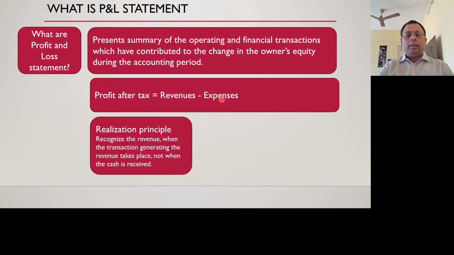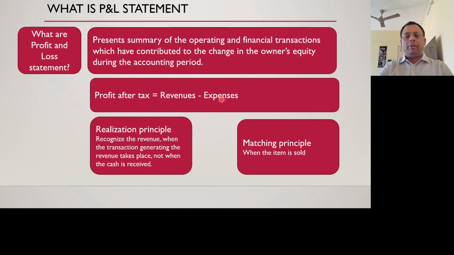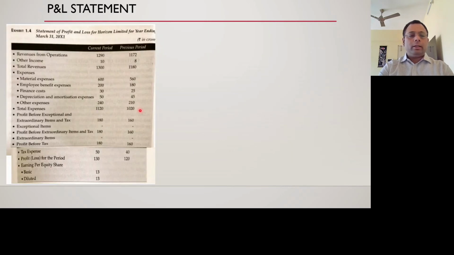Fine. And then there are two principles that we have talked about previously. One is the realization principle, which realizes the revenue when the transaction generating the revenue takes place, not when the cash is received. And the matching principle says that when the item is sold, that is the time we consider it as a transaction being recorded. Okay, so let us see the profit and loss statement from the book itself.